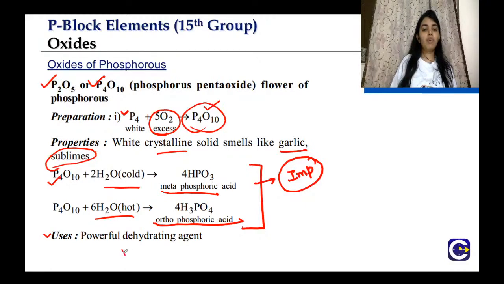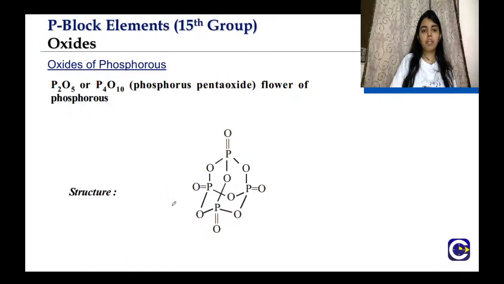As for uses, P4O10 or P2O5 is a dehydrating agent. That means it removes excess water, or it anhydrates a substance. It removes water from the particular compound.